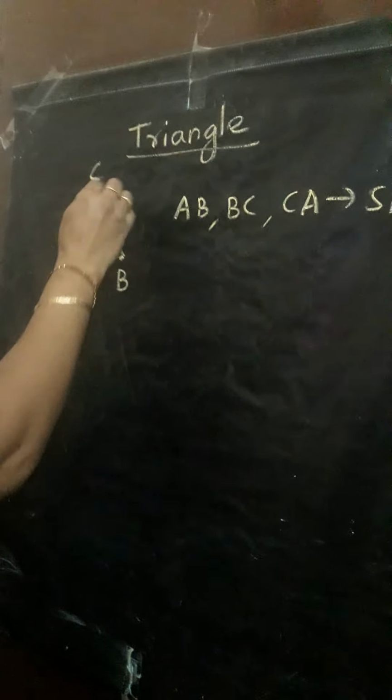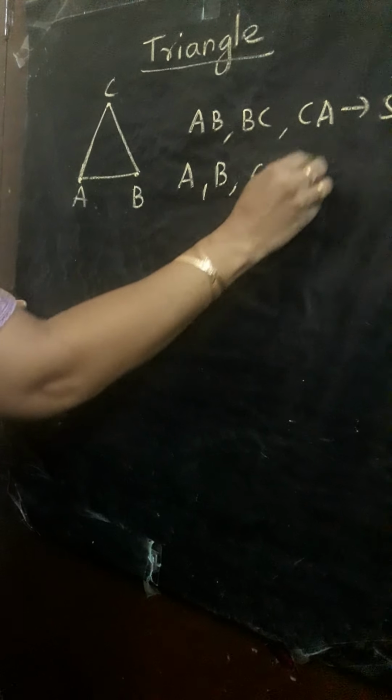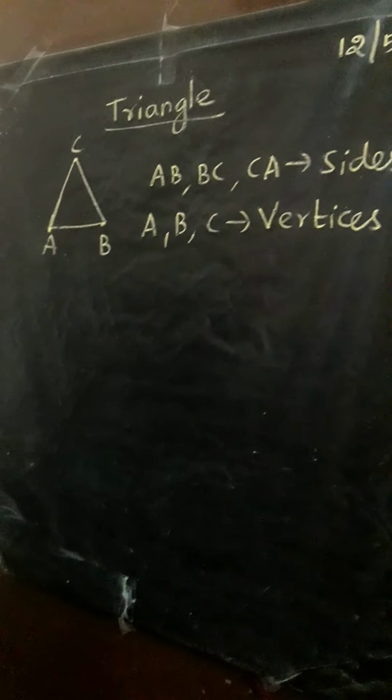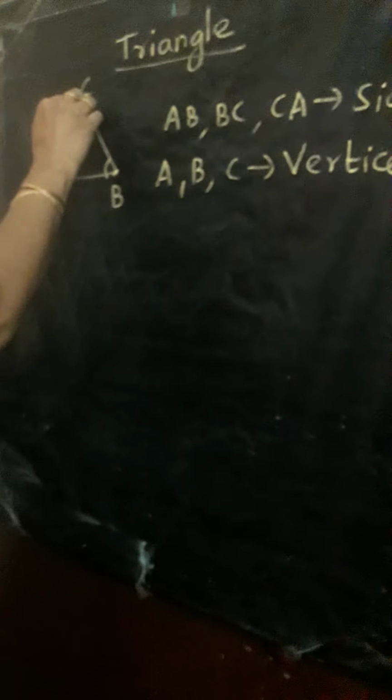A, B and C are three vertices. So ABC is a triangle. AB, BC and CA are three sides. A, B and C are vertices. And triangle has three angles.